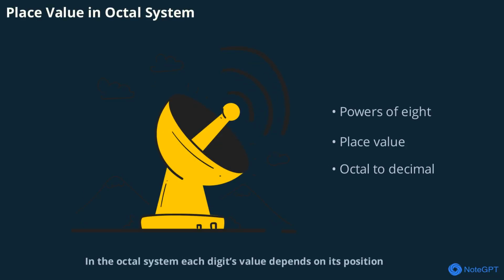In the octal system, each digit's value depends on its position, just like in decimal and binary. But here each place represents a power of 8. For example, the octal number 25 means 2 times 8 plus 5 times 1, which equals 21 in decimal. Understanding place value in octal helps you convert numbers between different systems and solve problems more easily. It's another example of how place value is a universal concept in number systems.